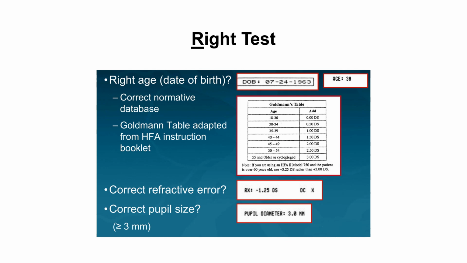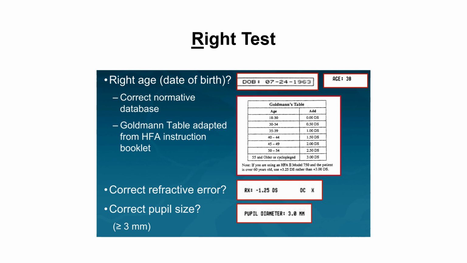Then you will check that the right age, the date of birth of the patient, has been reported. Why is this important? Because there is a correction to the normative database. There's a Goldmann table adapted from the Humphrey Field Analyzer instruction booklet. Depending on the age, they will correct for the refractive error. For example, if the patient is between 45-49 years, they will add +2 diopter sphere, and that's why they correct the normative database. So it is very important: please check the age, check the date of birth of the patient, and also check the refractive error.